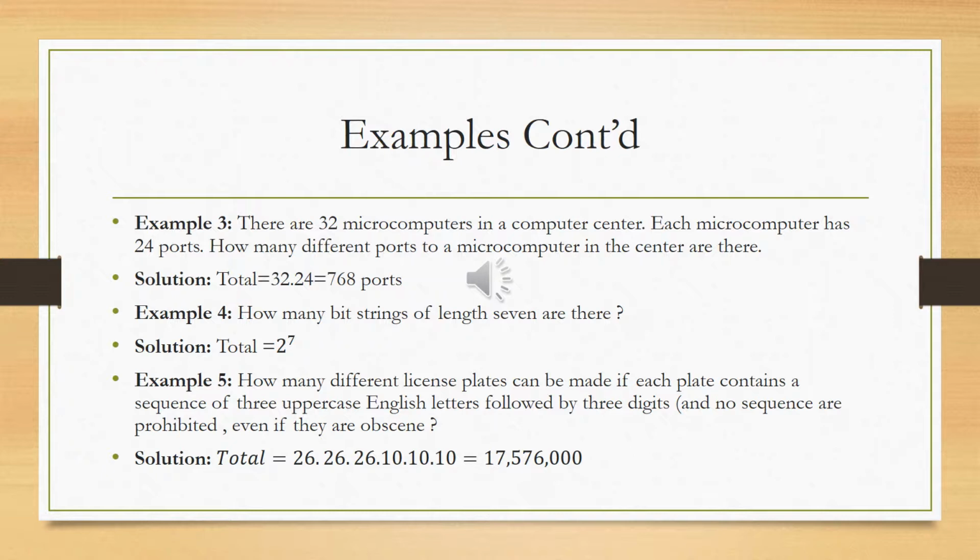How many different license plates can be made if each plate contains a sequence of 3 uppercase English letters followed by 3 digits? So the total is equal to 26 times 26 times 26 times 10 times 10 times 10. That gives you 17,576,000.